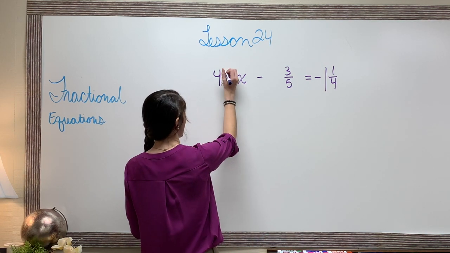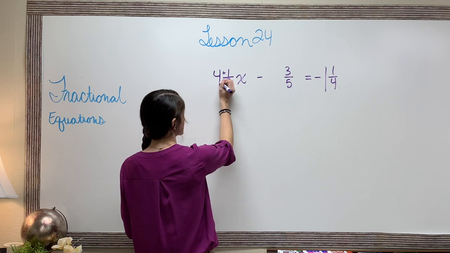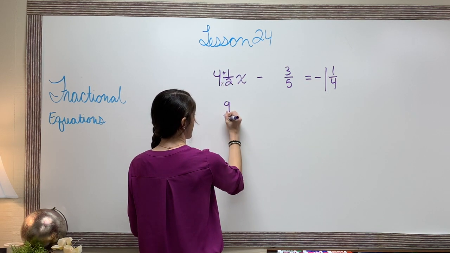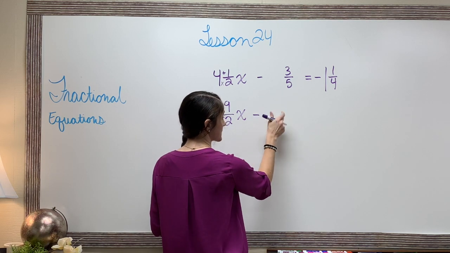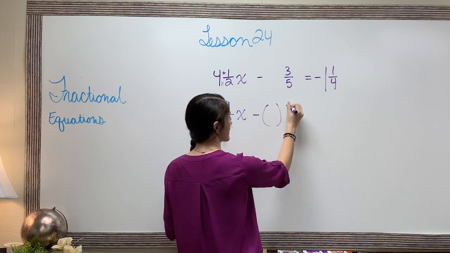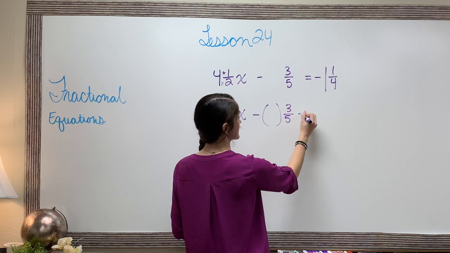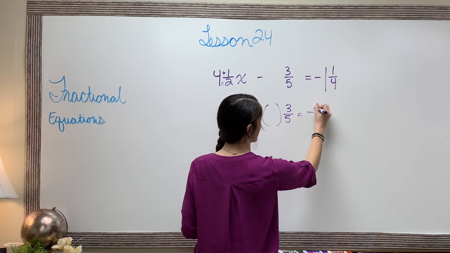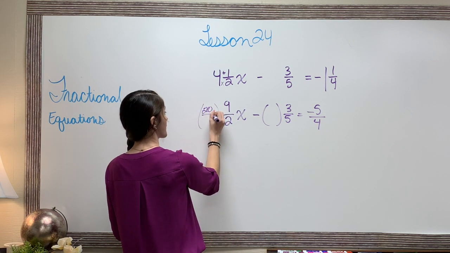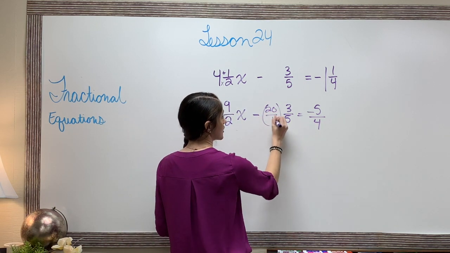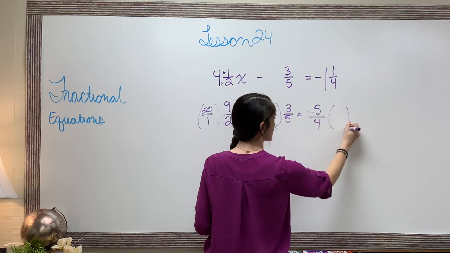So here we have 2 times 4 plus 1, so that's going to be 9 over 2. Denominator doesn't change. X minus, I'm going to leave some space because I know I'm about to multiply something, and then 3/5, that's going to stay as is, and then this will become negative 5 over 4. Okay, and so we are going to multiply all three parts by 20 over 1, which is our least common denominator.